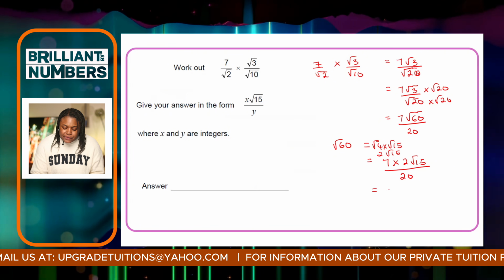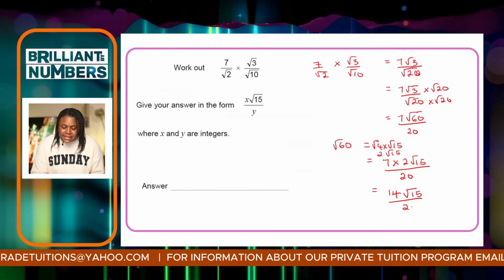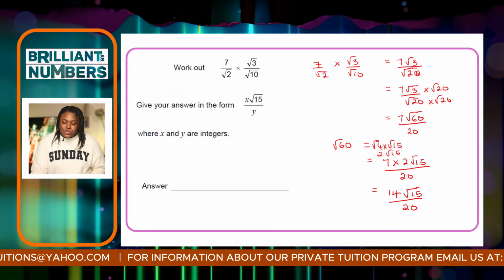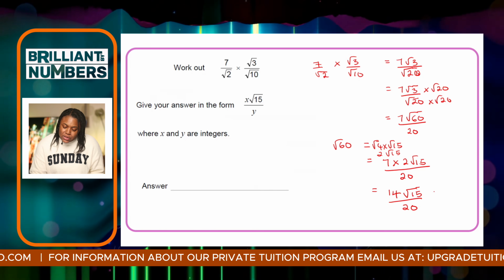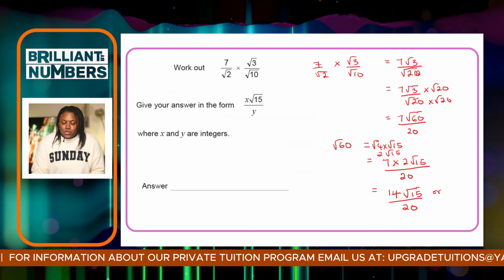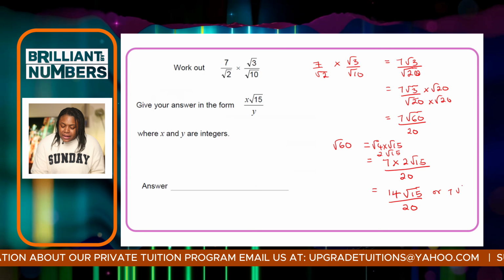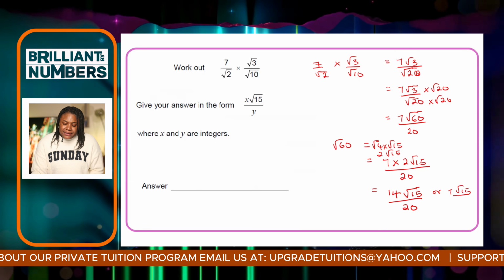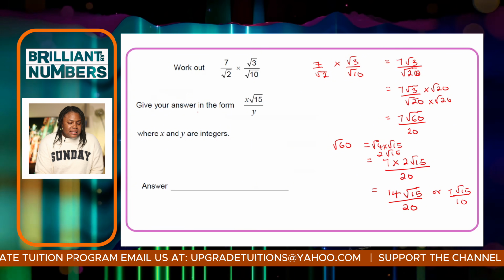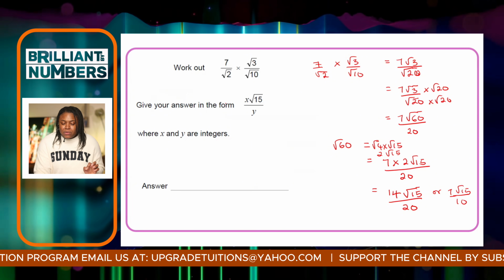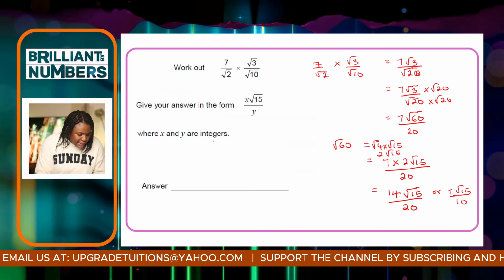7 times 2 is 14. So we get 14 root 15 over 20. Okay, so we can also further simplify this by dividing 4 and 20, or we could halve them. So 14 divided by 2 is 7, and we will have root 15 over 20 divided by 2 is 10. So that could also be our answer. But it didn't say we had to do it in its simplest form. We only needed to have a root 15 here, where x and y are integers.